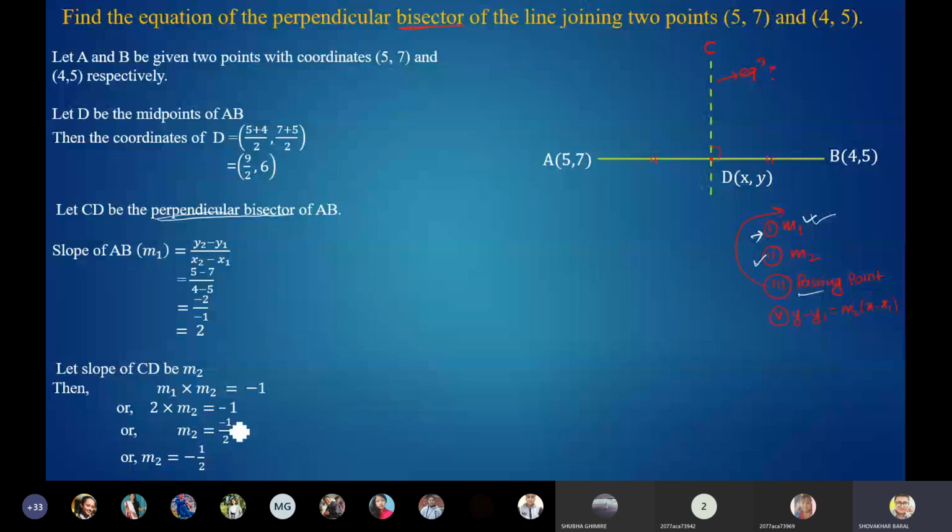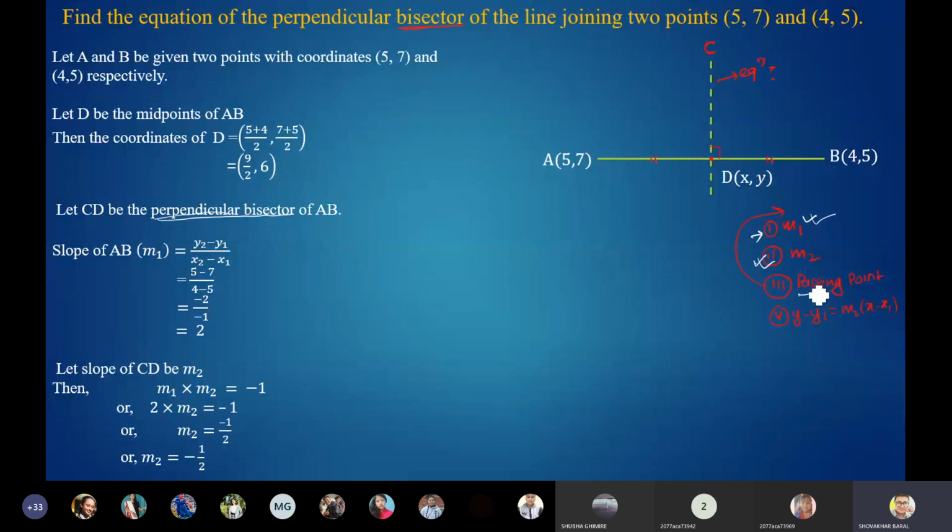You can shift this minus 1 just in front of the fraction. Even if it is in the denominator or the numerator, you can shift this minus sign in front of the fraction. So M2 equals minus 1 by 2. We are done with this step also. We have got all these three: M1, M2 and the passing point.